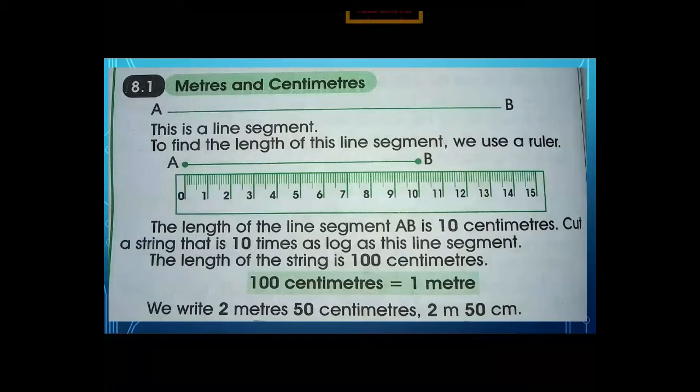Now going to meters and centimeters. Now I'm going to discuss meter and centimeters. This topic is already discussed in previous teaching. Here you see the straight line A, B. This is a line segment. To find the length of this line segment, we use a ruler.